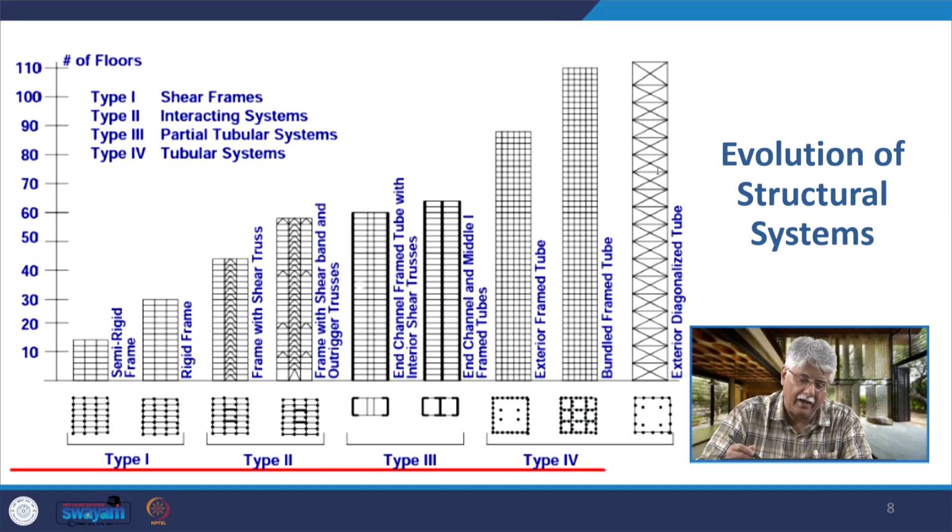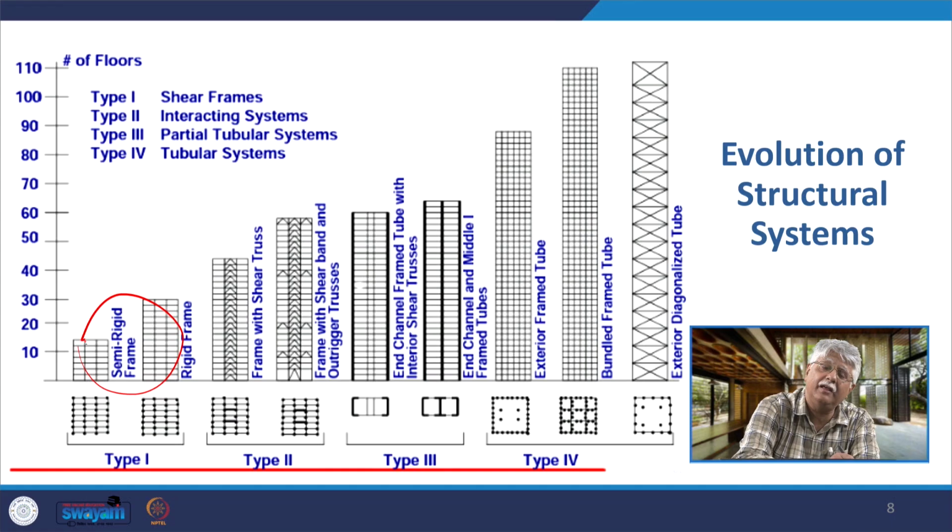This figure shows you the evolution of various structural systems that has taken place over the 20th century, late 20th century and into the 21st century. You find that we began with a simple moment frame, then went on to add shear truss, tube in tube, and we worked with bundle tube. A lot of variations were made available in the design of skyscrapers.